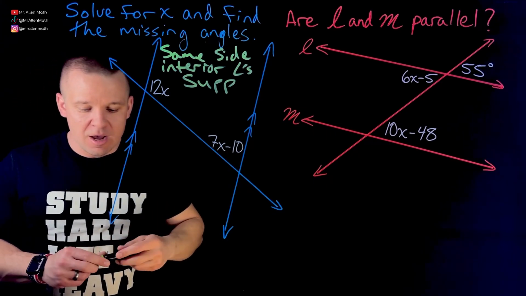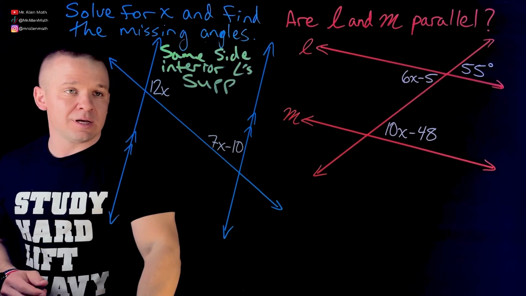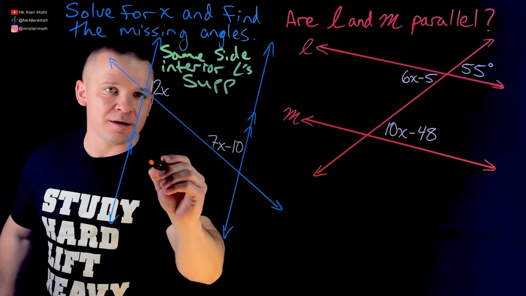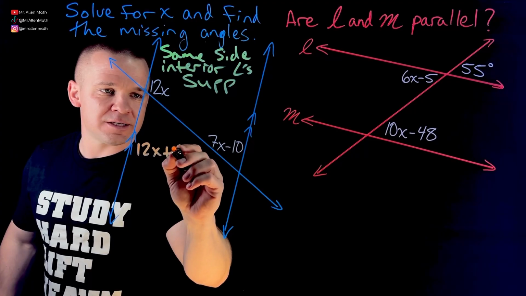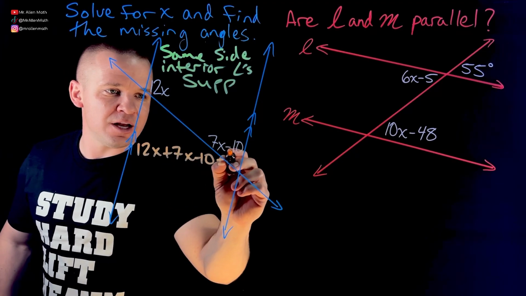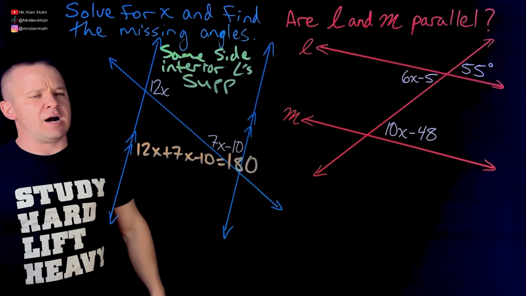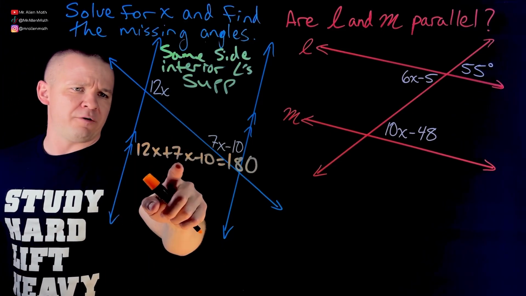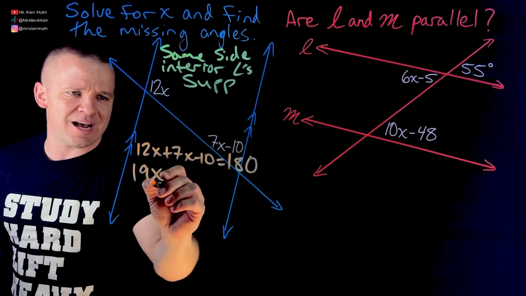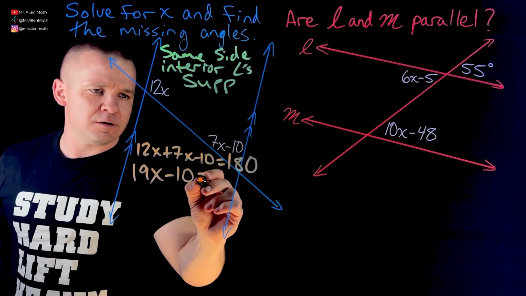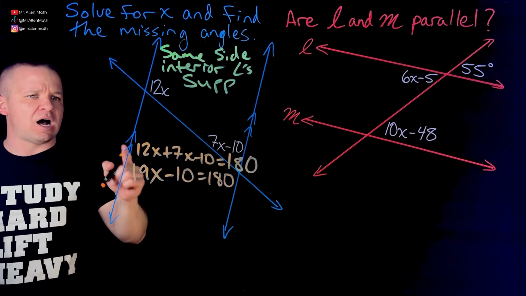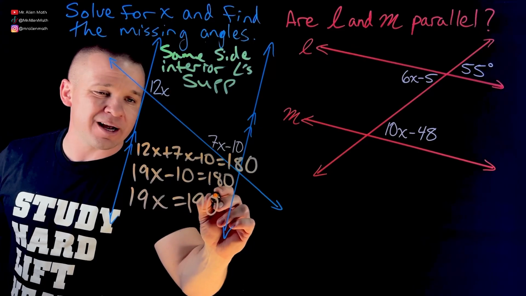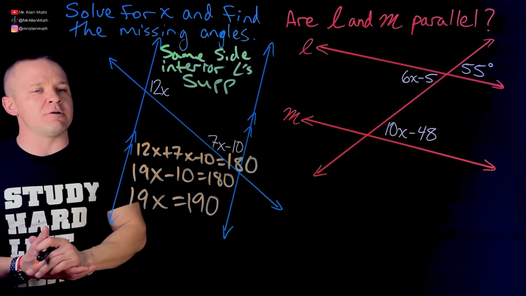Very, very important. All right, so let's set those up equal to 180, meaning I'm going to add them together and set them equal to 180. So I got 12x plus 7x minus 10 equals 180 degrees. All right, so how do I solve this thing? Well, let's clean the left side up first. 12x plus 7x is 19x, minus 10 equals 180. How about I add 10 to the other side? Because we're just dealing with a linear equation here. If it was quadratic, I'd set it equal to 0, factor and solve. But it's a linear equation, which is kind of nice.